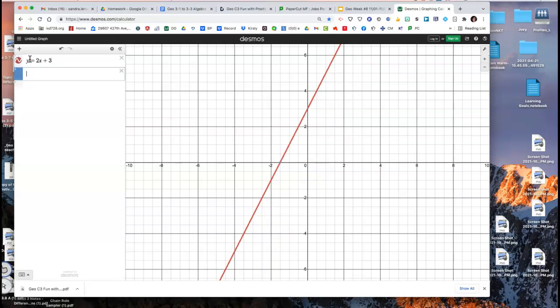I want you to hit return, and we're going to enter a line that runs parallel to it. If it runs parallel, what must its slope be? Yes, the same. So I'm going to type 2x, and let's make it hit down at 3. So I'm going to go 2x minus 3. You should have two lines running parallel.